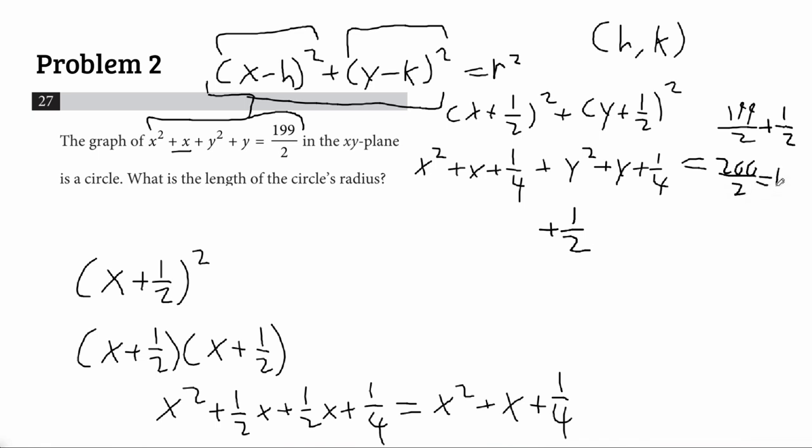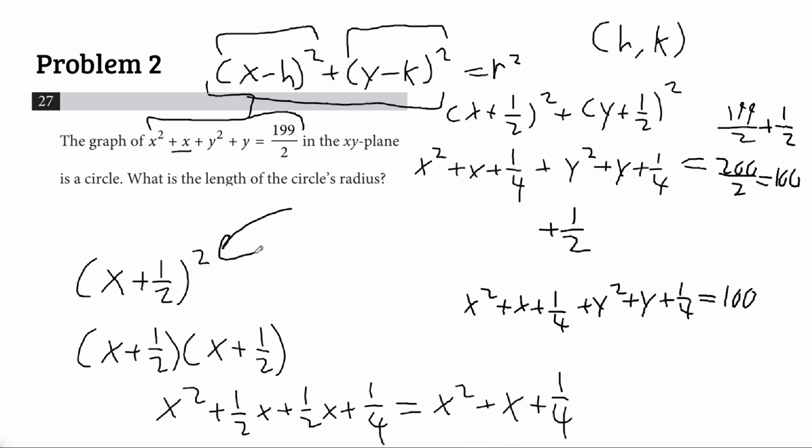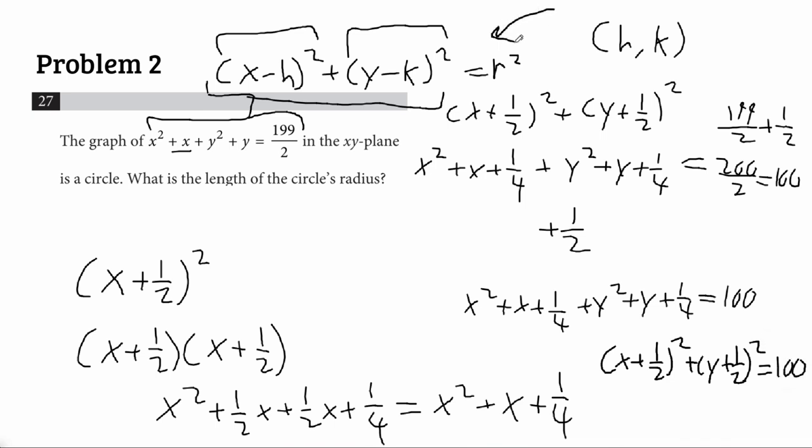or 100. So rewriting this new equation, we have x squared plus x plus 1/4 plus y squared plus y plus 1/4, and we know that this is equal to 100. So just refactoring it like we had right here, we know that we're going to have x plus 1/2 squared plus y plus 1/2 squared, and that's equal to 100, right? And obviously from the original equation here, we know that 100 is equal to our radius squared, so our radius must be equal to 10, and that's our final answer.